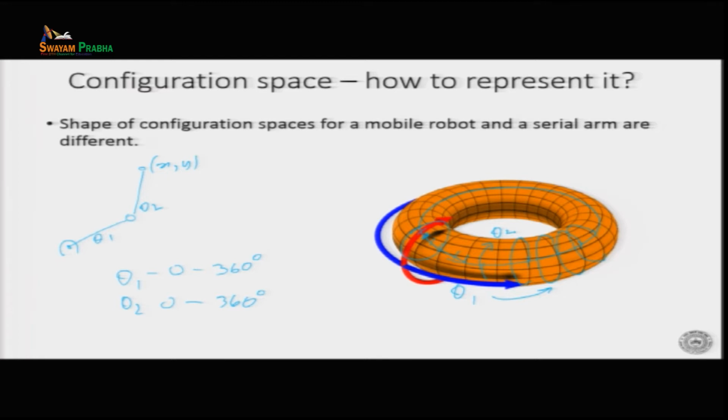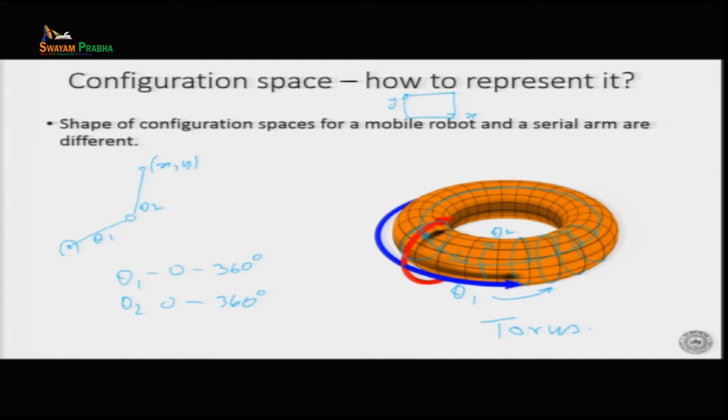Now if I combine theta 1 and theta 2, what is going to be the shape of the C space? That is the question, and what we looked at in the last class is that the shape is what we call a torus. The shape is toroidal in structure, and we represent it like this. So the configuration space of a mobile robot is the same as our xy space, Cartesian space x and y. But the shape of the C space of this 2 degree of freedom arm is a torus.